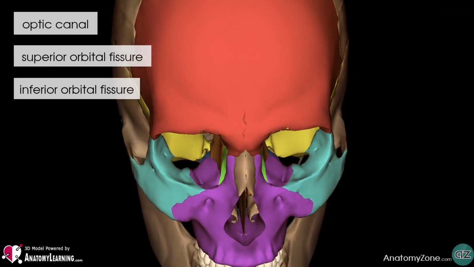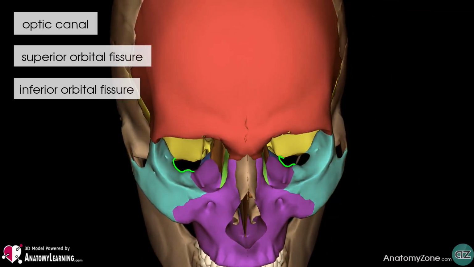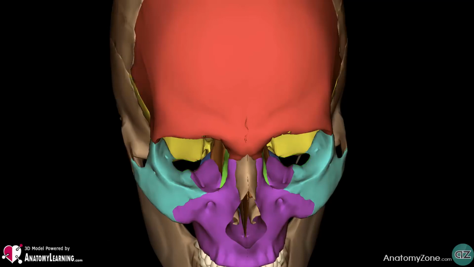The inferior orbital fissure separates the lateral wall of the orbit from the floor of the orbit. This fissure transmits the zygomatic branch of the maxillary nerve, which is the second branch of the trigeminal nerve, cranial nerve 5, as well as the maxillary nerve itself. In addition, it transmits the inferior ophthalmic vein and also some sympathetic nerves.